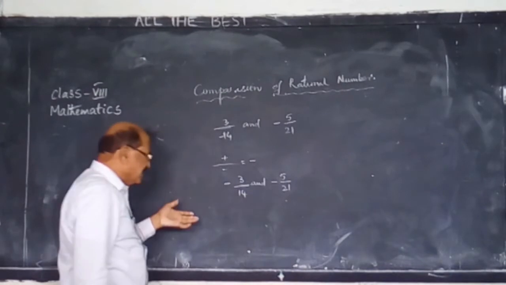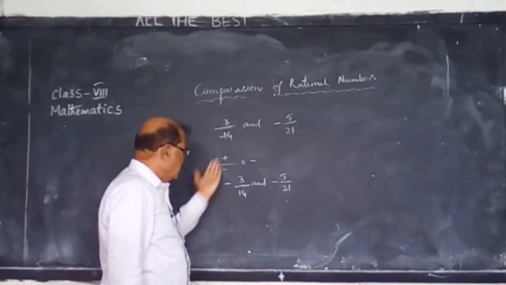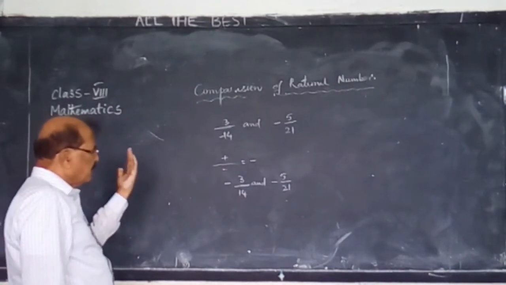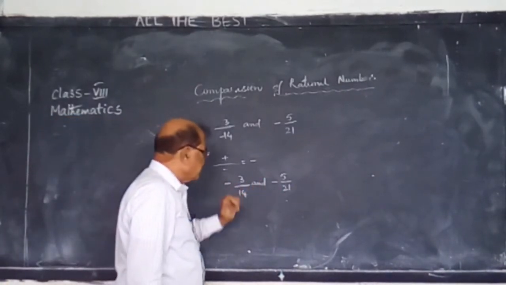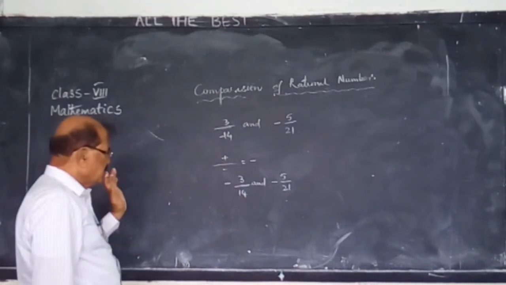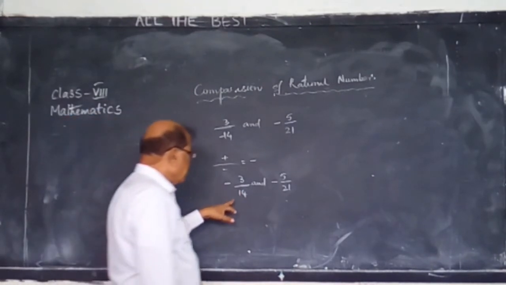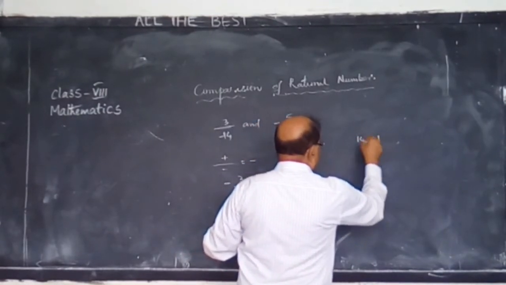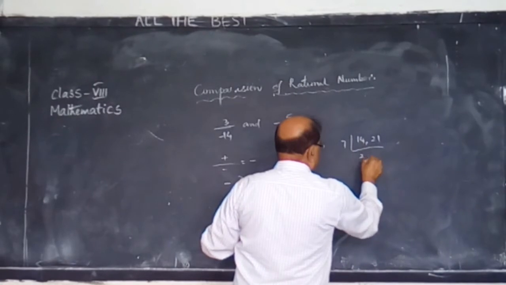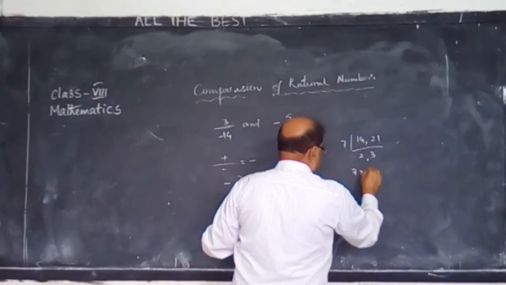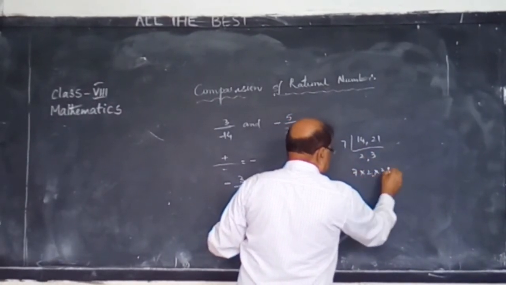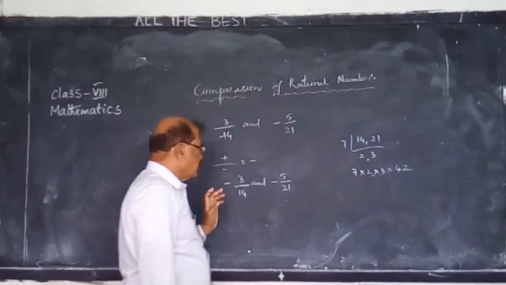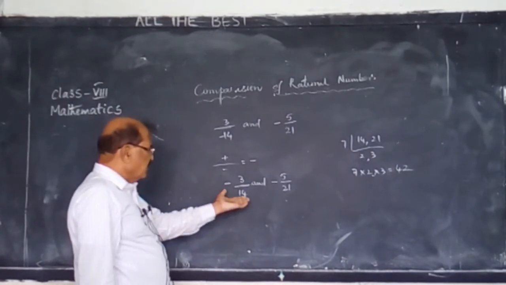It is very clear that these two rational numbers are to the left side of the number line because both are minus. But to decide this, we must make the denominators equal. 14 and 21. Take 7. 7 2s are 14, 7 3s are 21, 7 into 2 into 3, 6 7s are 42. So make the denominators 42.